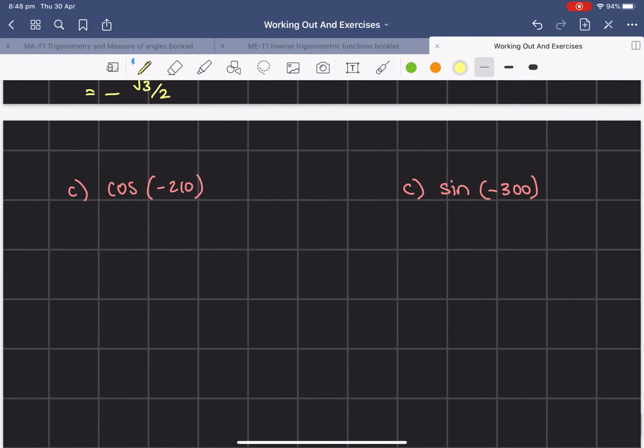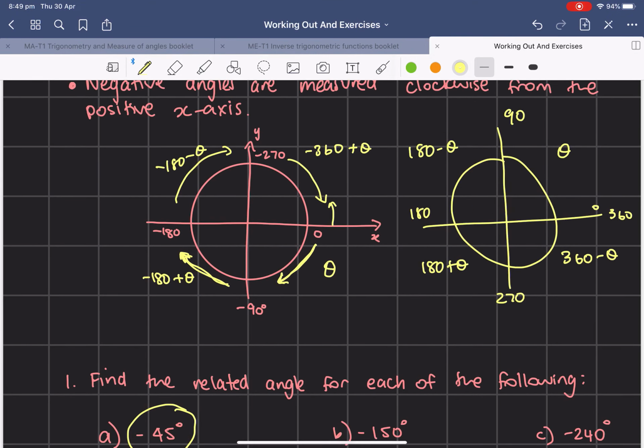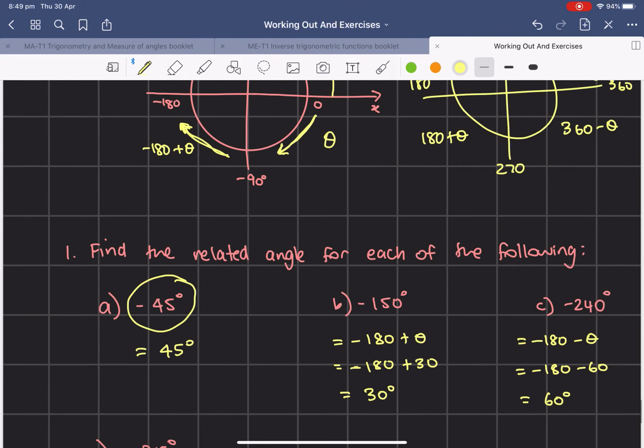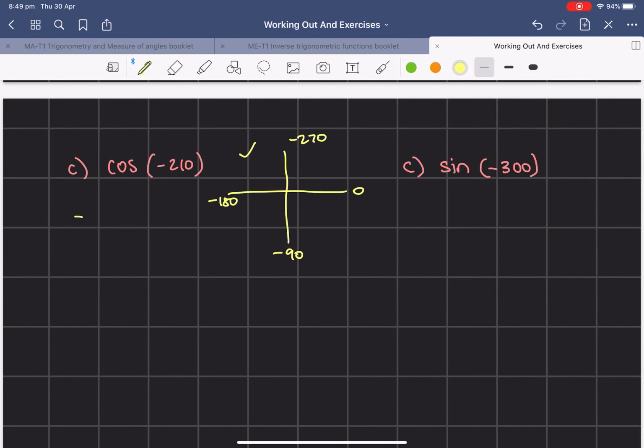Try a couple more. So firstly, work out which quadrant it's in. So 210 is in this quadrant. And in that quadrant, referring back here again, we can work it out by negative 180 minus theta. So it's going to be cos of negative 180 minus theta. So I need to work out what the theta is going to be to get me negative 210. And it's going to be 30. So it's going to be cos 30.